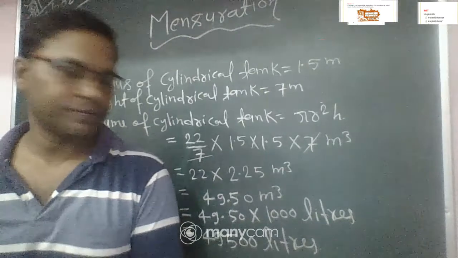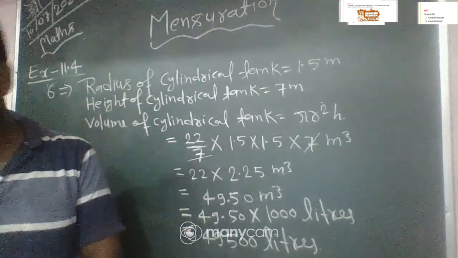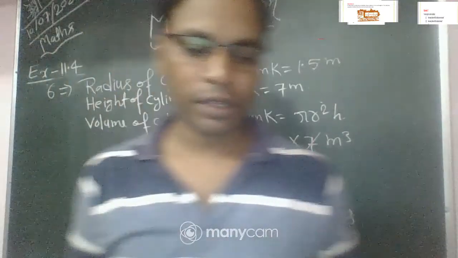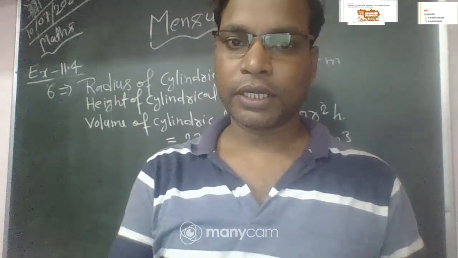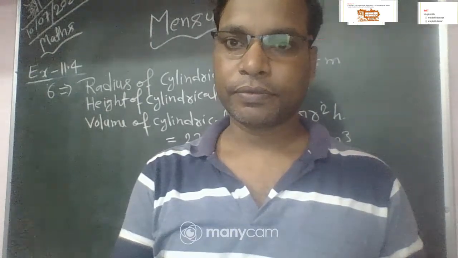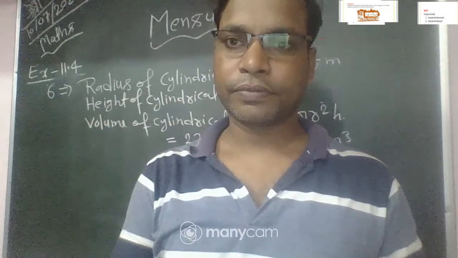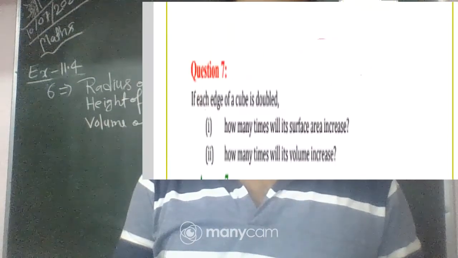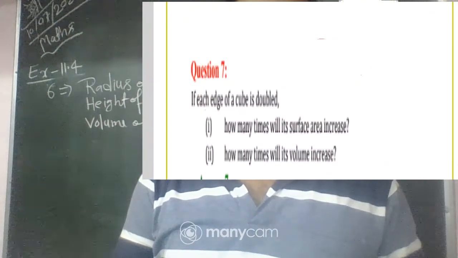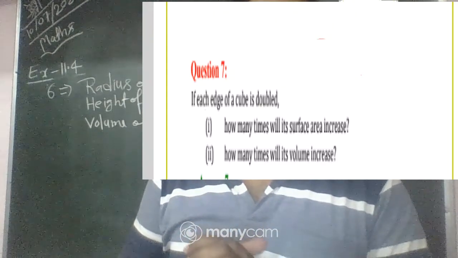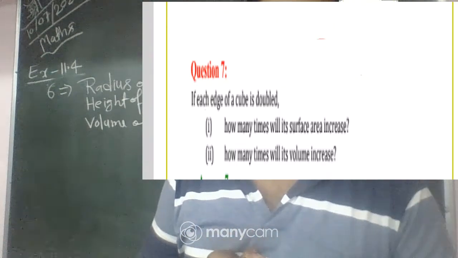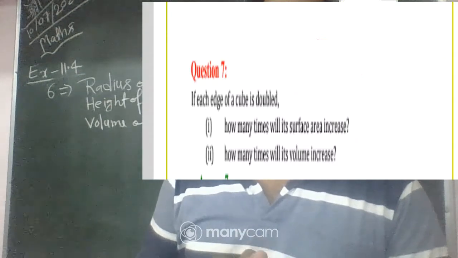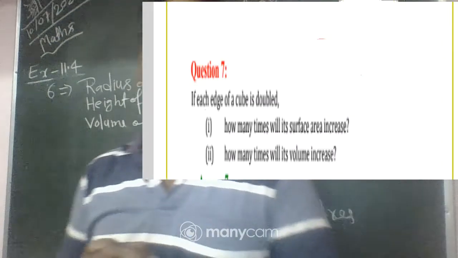Question number 7. What is question number 7? You can see on your screen. If each edge of a cube is doubled, how many times will its surface area increase? How many times will its volume increase?